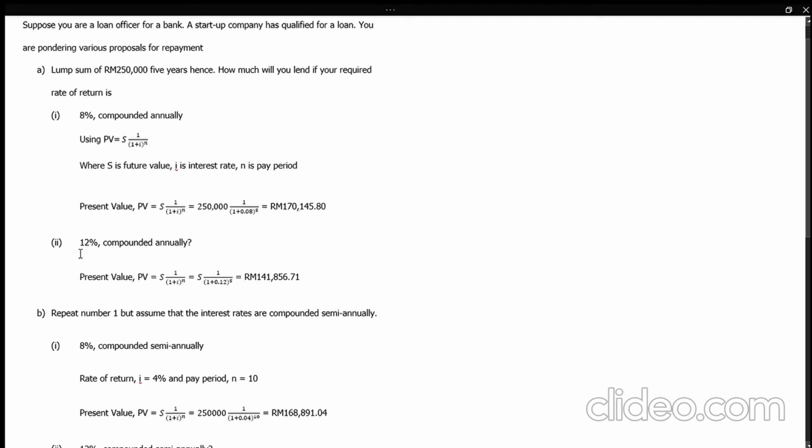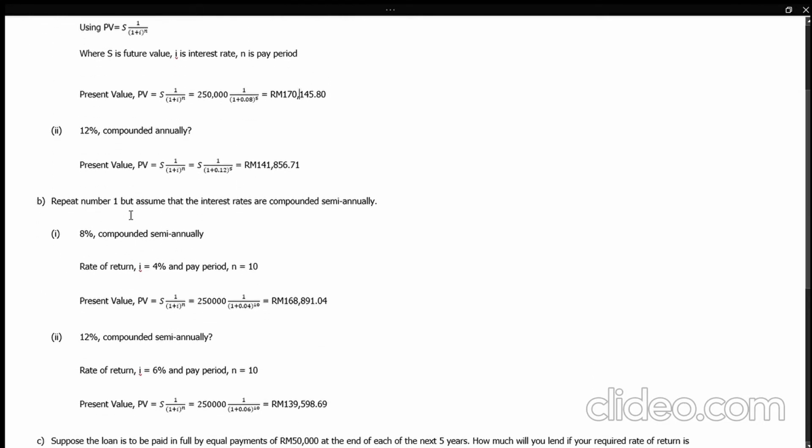For the question 2, 12% compounded annually. So the same goes here, but then we change the value of I, which is 12%. So we got 141,856 ringgit and 70 cents.